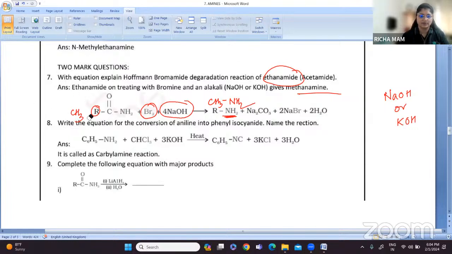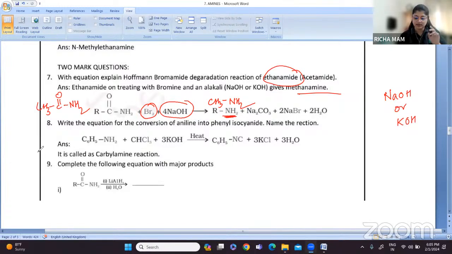Here it is CH3, C double bond O, NH2. This is your ethanamide, also called acetamide. When acetamide reacts with bromine and sodium hydroxide, it gives you methanamine, plus sodium carbonate, plus sodium bromide, plus water. So this is our reaction. Remember this, you have to write it like this.